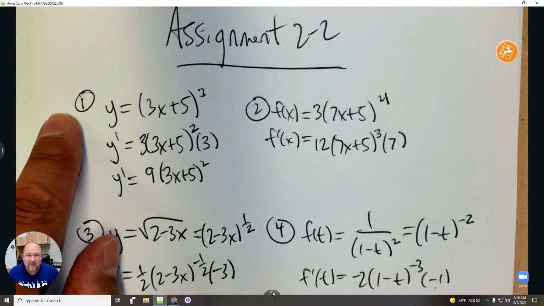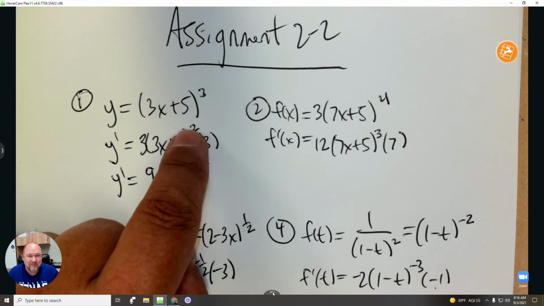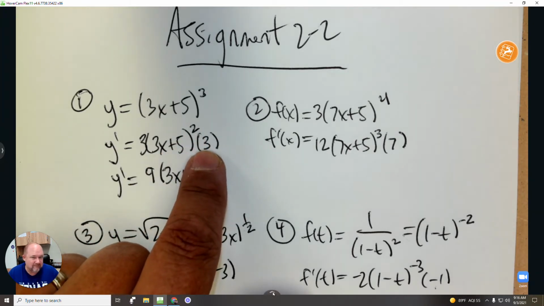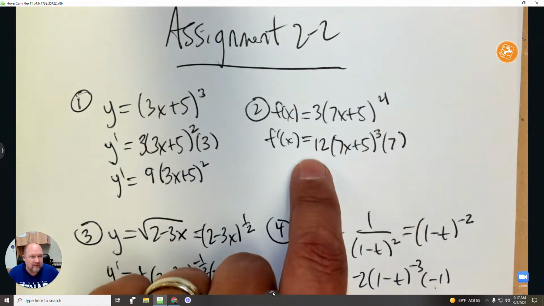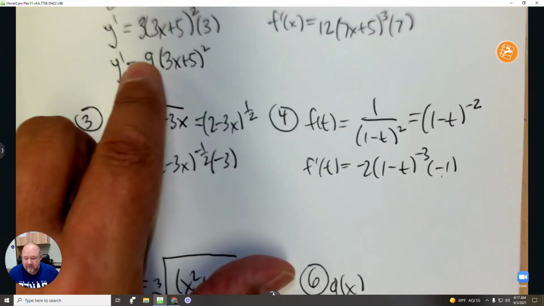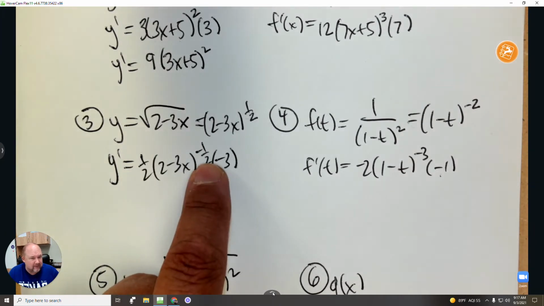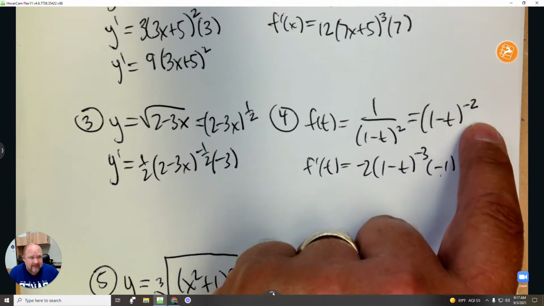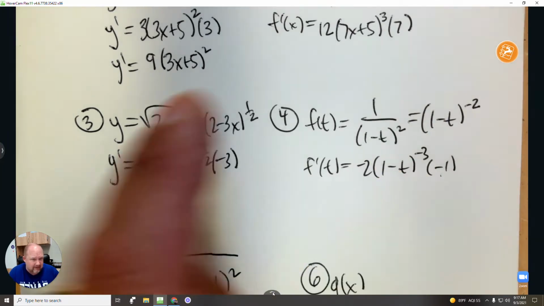So question number 1, do the power rule, subtract 1 from the exponent, and the derivative of what's inside the parentheses is your hook. So there it is, and 3 times 3 is 9. Here, 4 times 3 is 12. Subtract 1, the derivative is 7. Here, write it calculus friendly, to the half. Subtract 1 from the exponent, the derivative. Write it calculus friendly, negative 2 in front. Subtract 1 from the exponent, the derivative is negative 1.